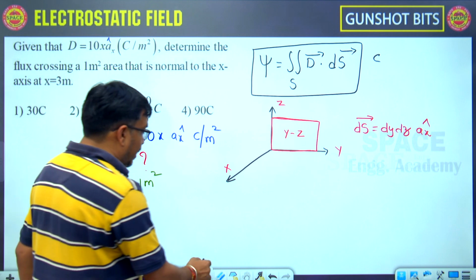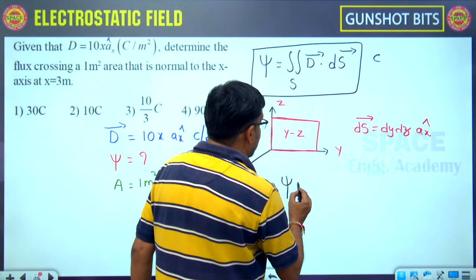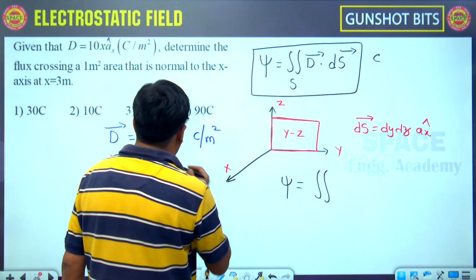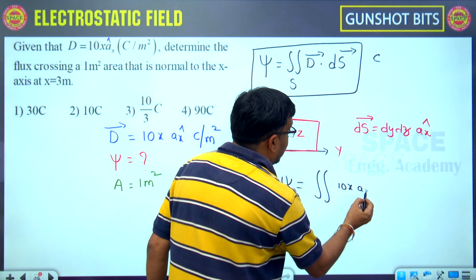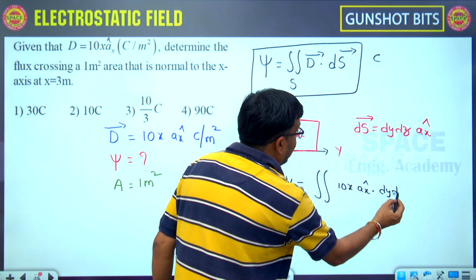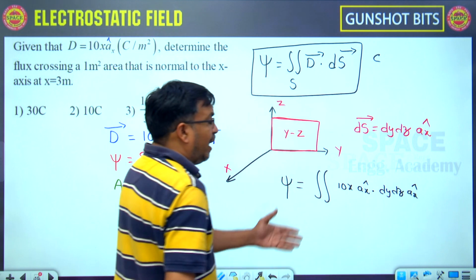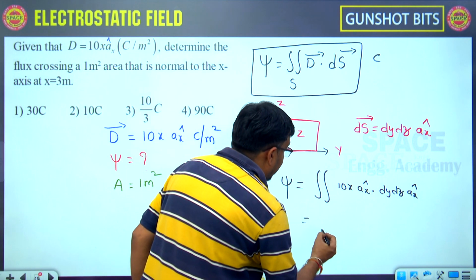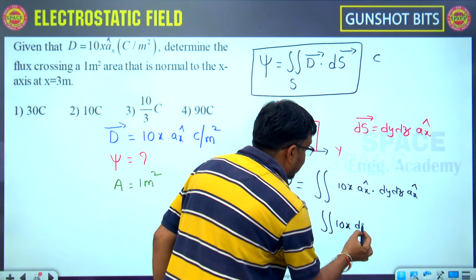Now I am finding electric flux psi equals the surface integral of the D value. What is the D value given? 10x ax cap dot dS bar, dy dz ax cap. According to the dot rule, ax cap dot ax cap equals 1. That equals the double integral 10x dy dz.